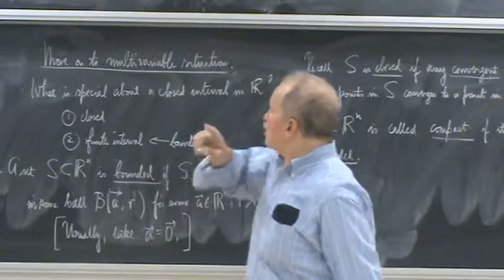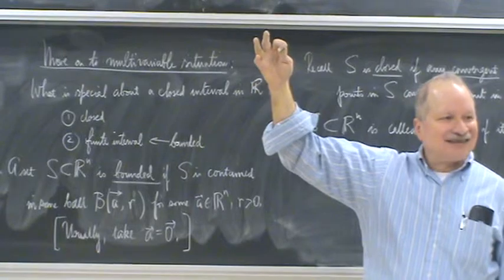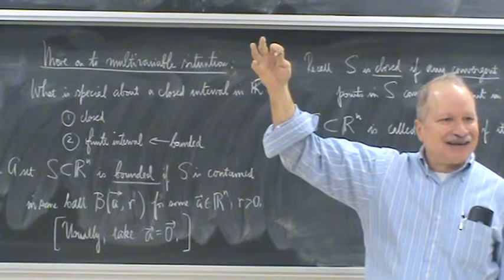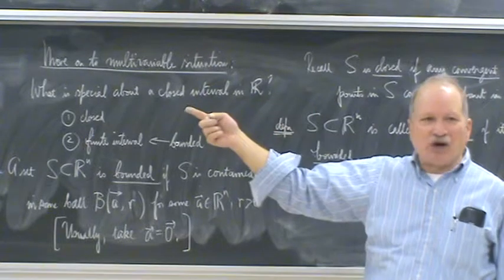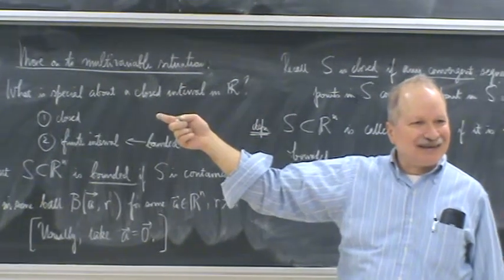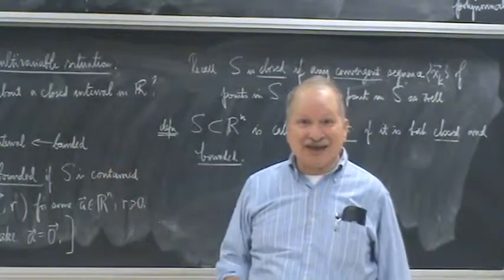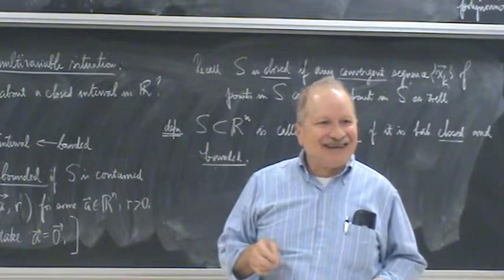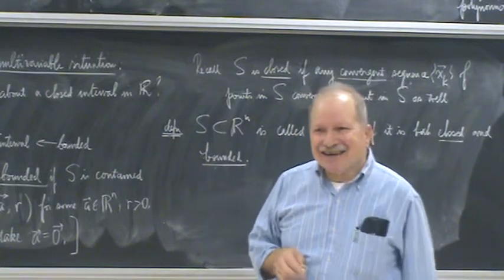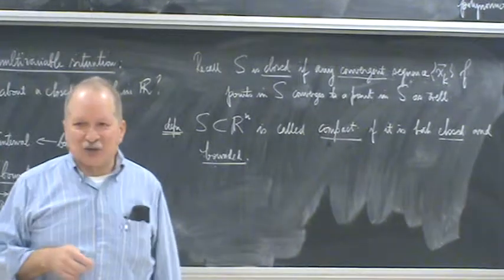What does it mean to say the set is contained in a ball of some radius? Every point has to belong to that ball. Every point belongs to the ball of radius 1 centered at 0 because there aren't any points. So all radii will work, right? All positive radii will work.